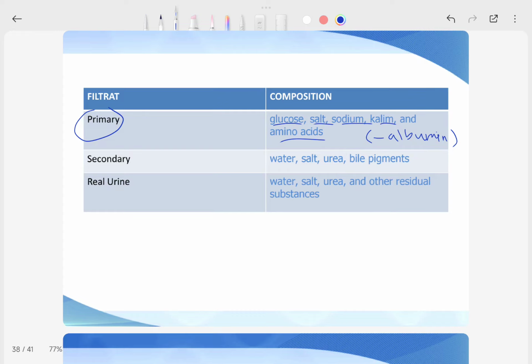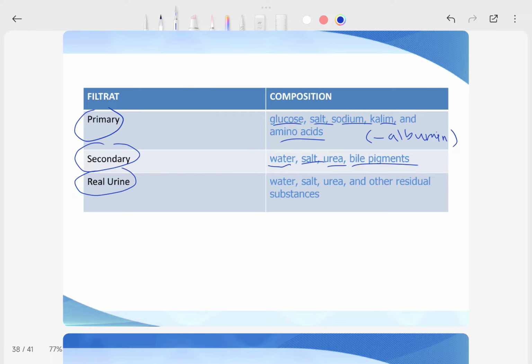And then in the secondary, which is in the reabsorption, they did it again. They take some of the important things back, because why should you remove them, right? The composition of the secondary one is water, salt, urea, and biopigments. After that, the real urine itself has water, salt, urea, and other residual substances such as drugs and others. Yeah, those things.